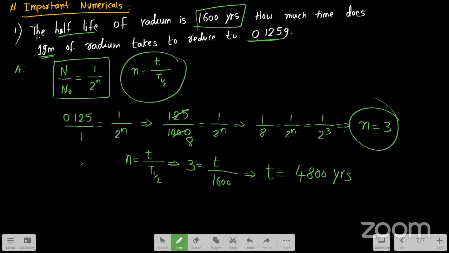Now see here, as this question will be asked for 2 marks, if you are able to remember this formula and this answer, it is sufficient. If you don't remember these points, don't worry. Whenever you get 1600 here, remember the answer will be 4800 years. So this is one of the important questions for LAQ from nuclear physics. Let us discuss the next question.